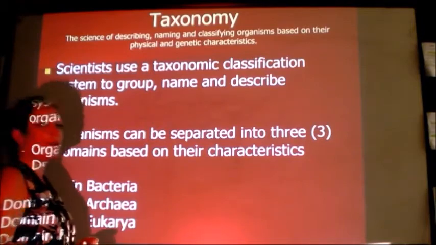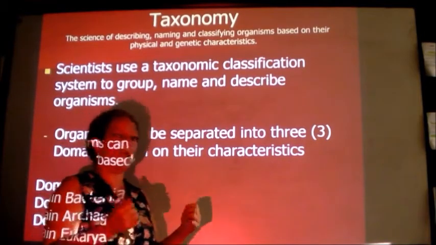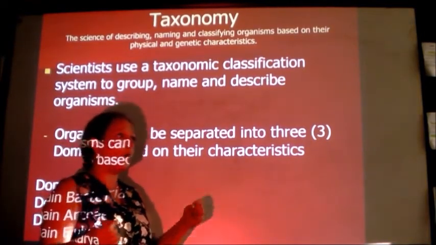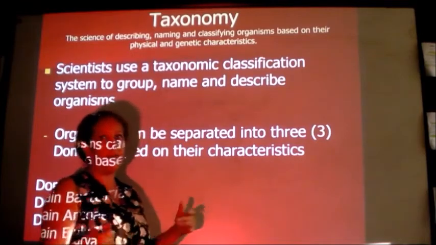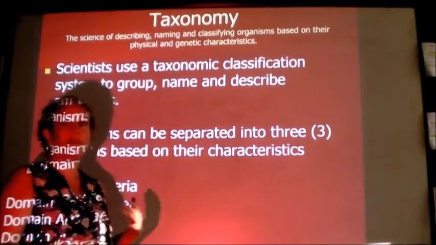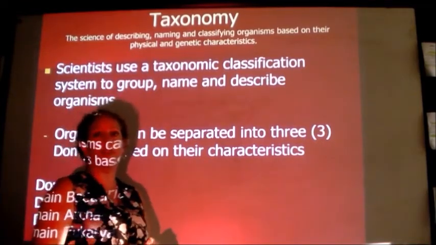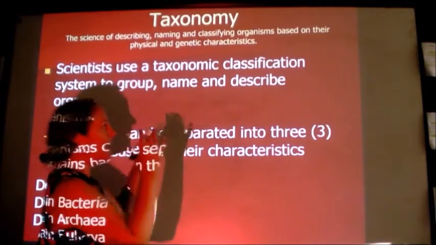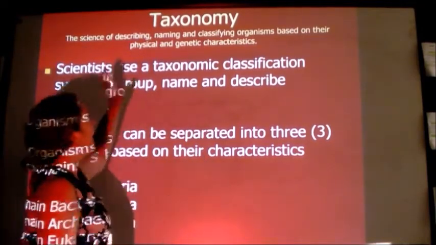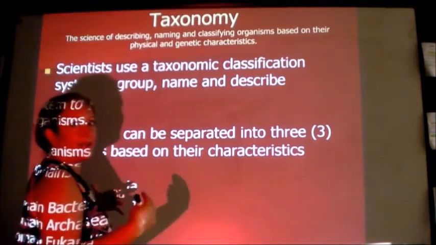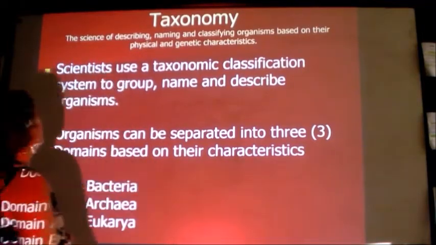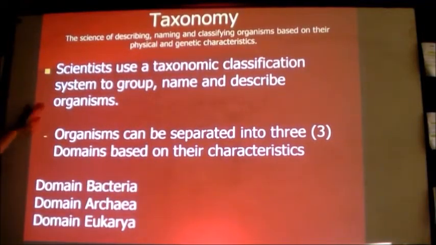All right, so how do we know who's more closely related, a plant and a mushroom, or a plant and a human? And so we would look at physical characteristics and genetic code to figure out who's more closely related, and then we put them into a chart. That chart is the taxonomic classification chart. Okay? So, scientists use a taxonomic classification system to group, name, and describe organisms.